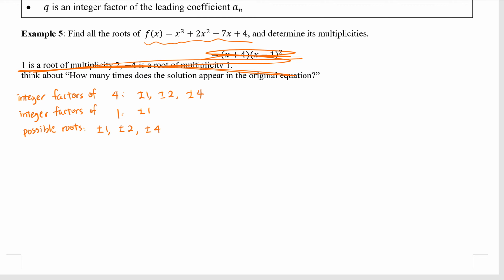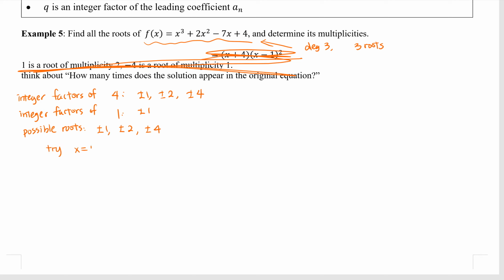Let me ask you a question. How many roots shall we expect? This is degree 3, so we should have 3 roots, right? Usually a degree n polynomial should have n roots counting multiplicity, including complex roots. So let's continue. Let's try the numbers on the list.